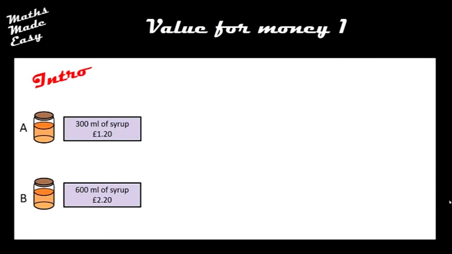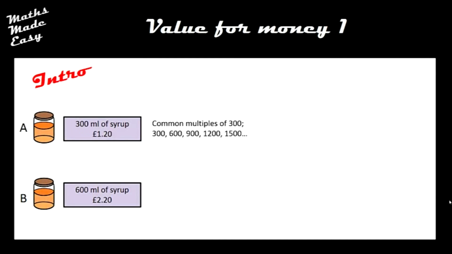Okay, let's have a look at a typical example of this, just something to get us into the problem. Here are two different jars of syrup. One is 300 mils and costs £1.20, and the other one is 600 mils and costs £2.20. Now it's quite difficult to say straight away which one of these is the best or the most value for money because they're different amounts. So what we need to do is consider, well, if they were the same amount, how much would they then cost, and now I can make a direct comparison.